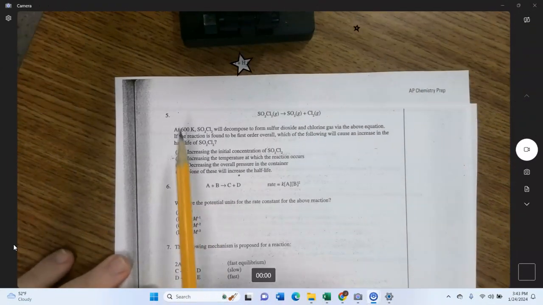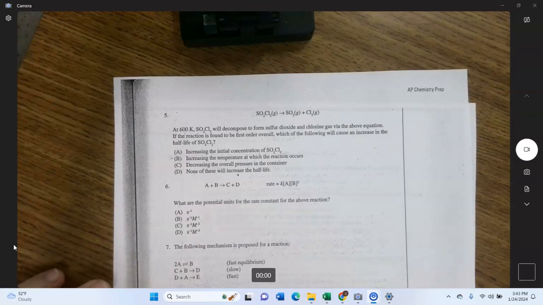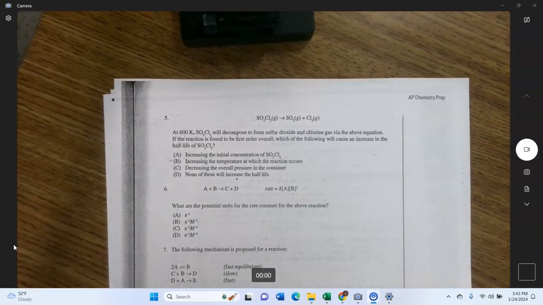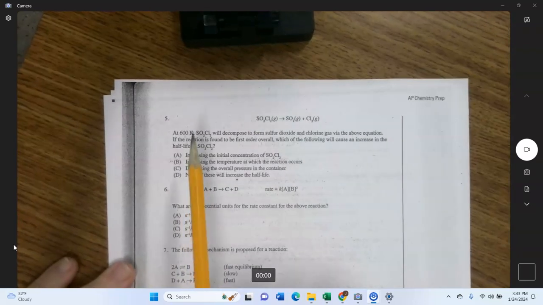Okay, let's move on to number 5. This is probably the most complicated one. This is the one that I told you that you didn't have enough information to do when we did this last time. So let's read this.